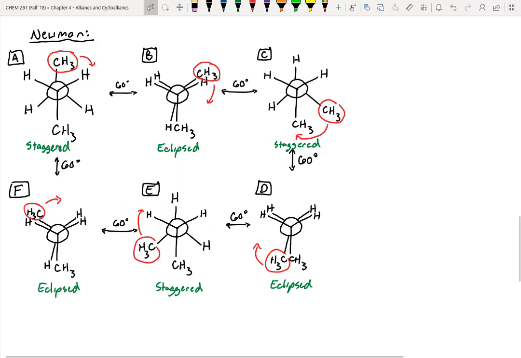All right, so let's try to do this as a class. And what I want to do first is look at the staggered conformations. Staggered conformations almost always are going to be more stable than the possible eclipse conformations, and we talked about that previously. So if we think about the staggered conformations, I've lettered them A, C, and E. Which one's the most stable, A, C, or E? A. And why is that?